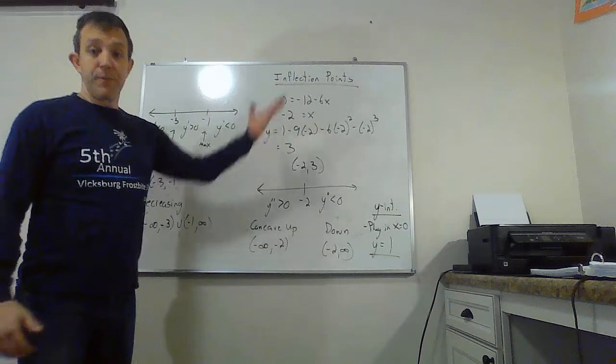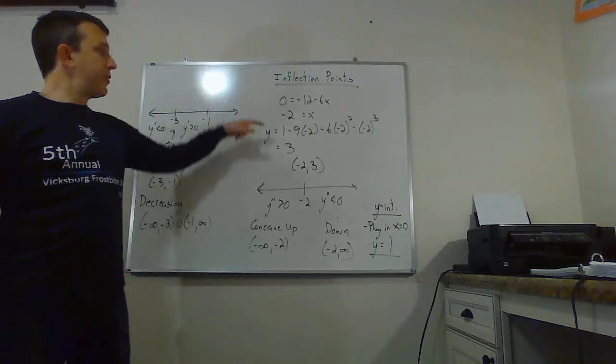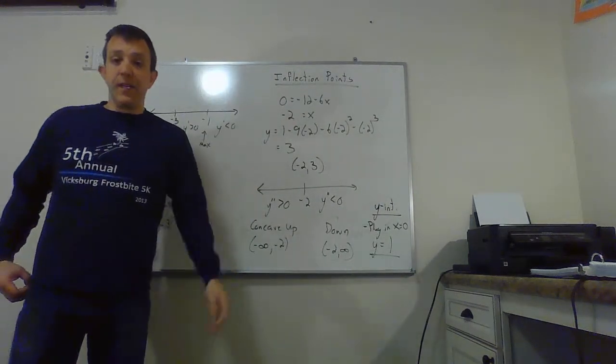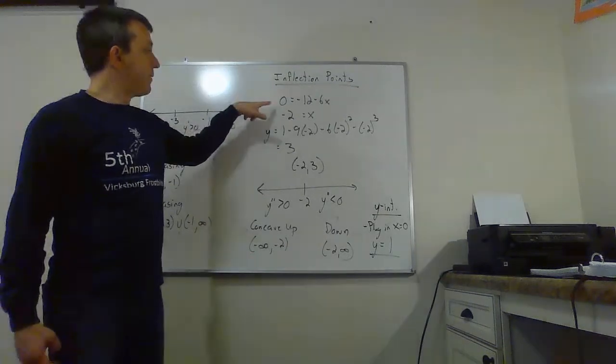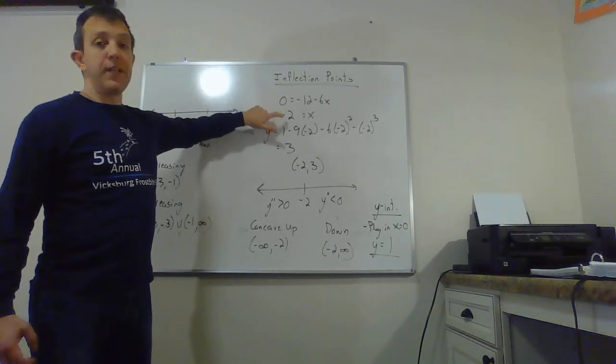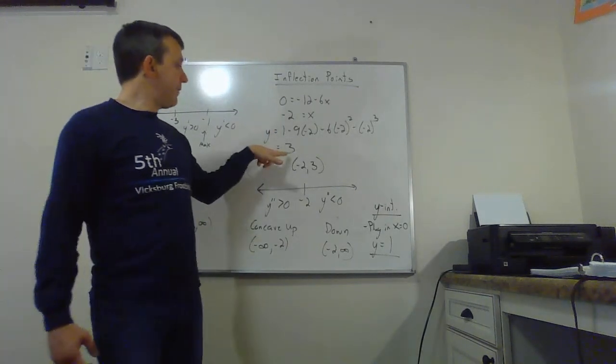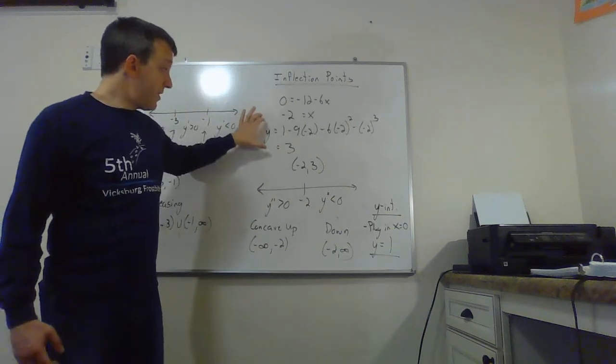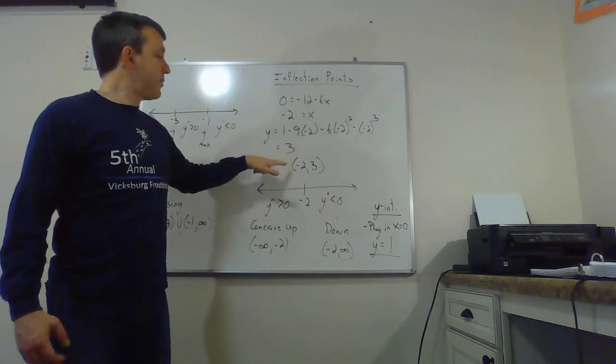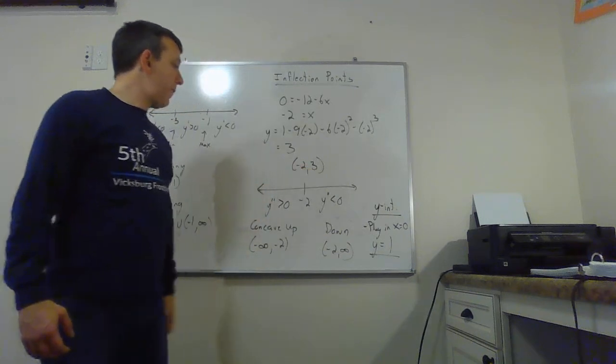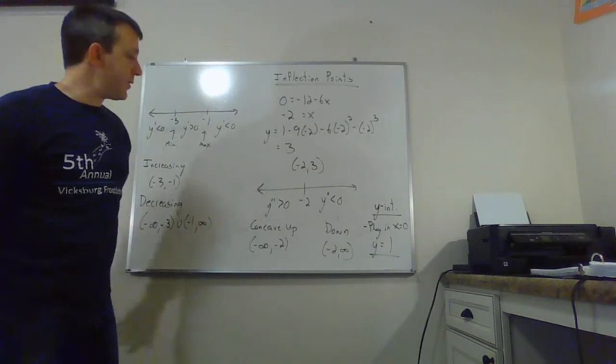So then I moved on to inflection points. For the inflection points, remember we take the second derivative, set it equal to 0. In this case, if you do that, you can solve it, you're going to get negative 2. When you plug in negative 2, you get 3 for y. Again, this is in the original function, and so we get the ordered pair negative 2, 3. That's going to be our only inflection point.